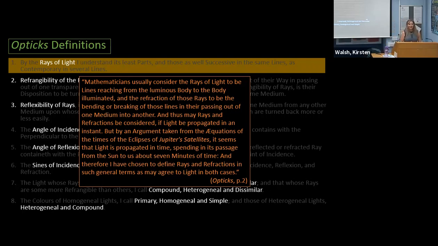And he seems to be doing this with all the definitions here, giving us definitions that allow us to connect up physical optics with geometrical optics, that allow us to make sense of both of these things. We can translate one into another.